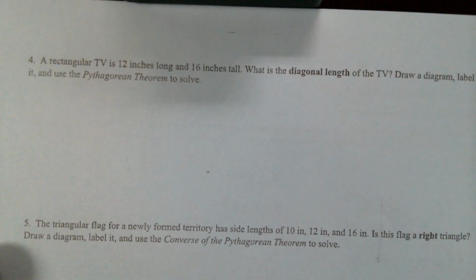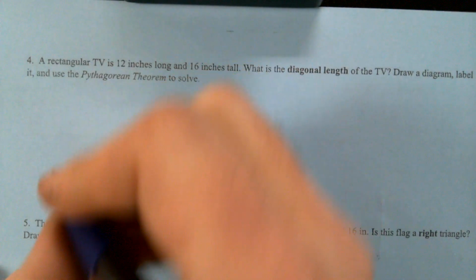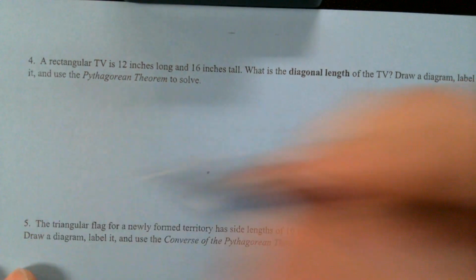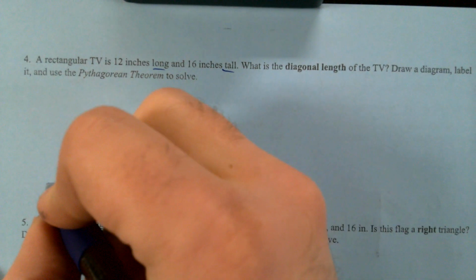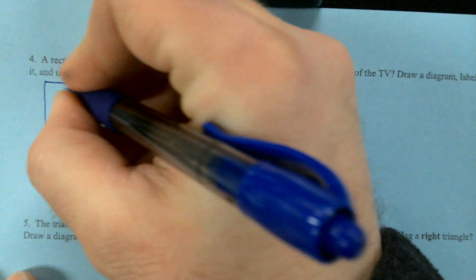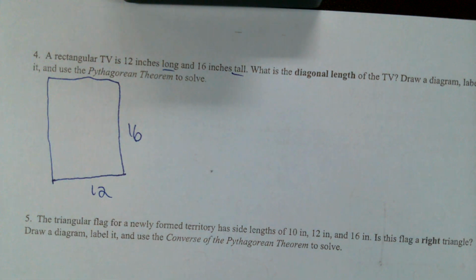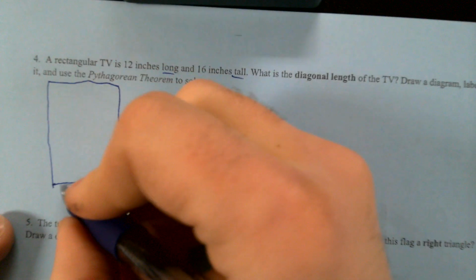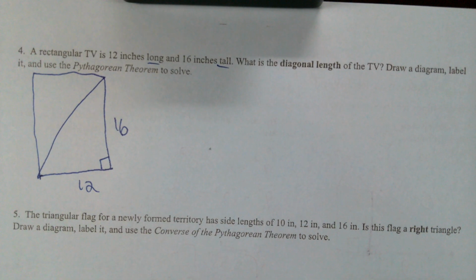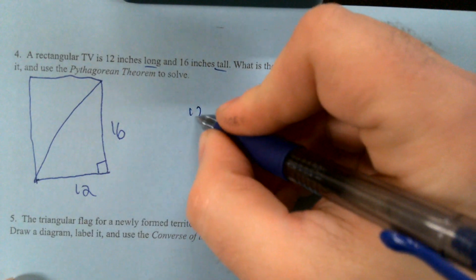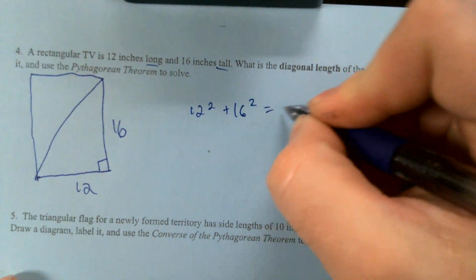Okay. Now number 4, we still got a TV, but now we're dealing with a rectangular TV, which oddly enough, I messed up the long and tall, but 12 inches long, 16 inches tall. It's an odd-shaped TV, but whatever. It's a rectangle either way. Now when we're looking for the diagonal length, it's the same exact thing except we have two different numbers here. 12 squared plus 16 squared equals C squared.